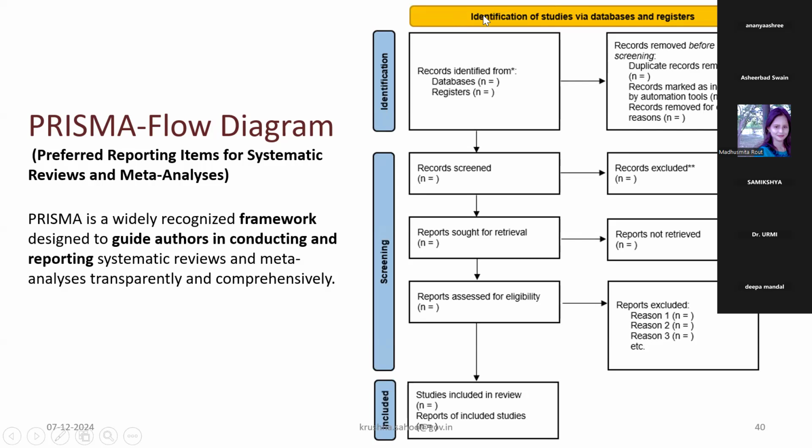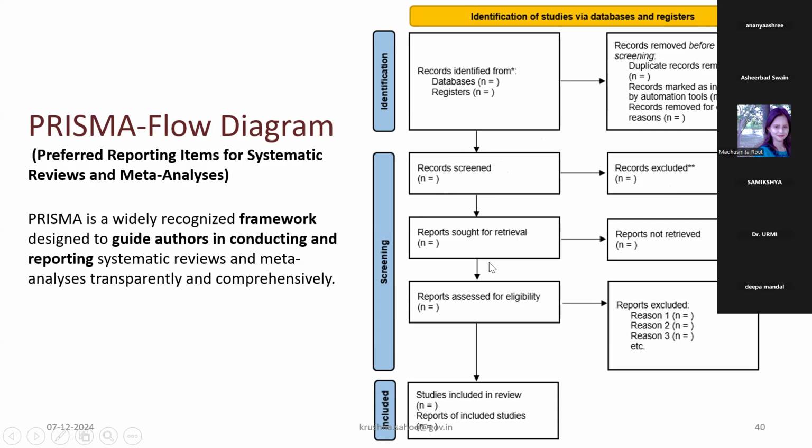There, what you will write is identification of studies via databases and registers. So you write the records identified from which databases, and how many studies you got. Records removed before screening: how many duplicate records were removed. Then records screened: this many records were screened. Records excluded: how many records you excluded.